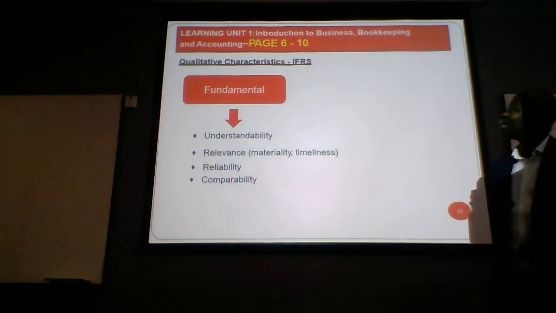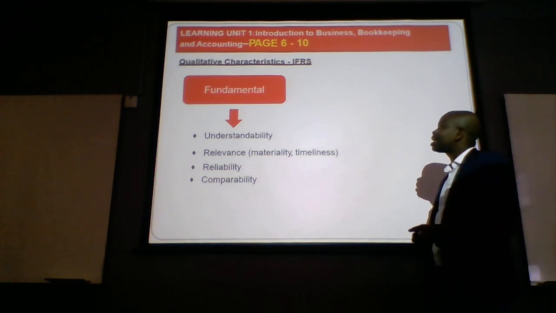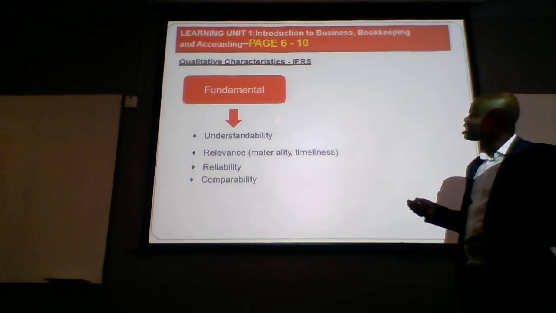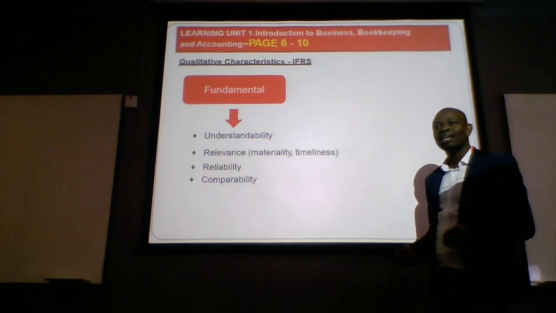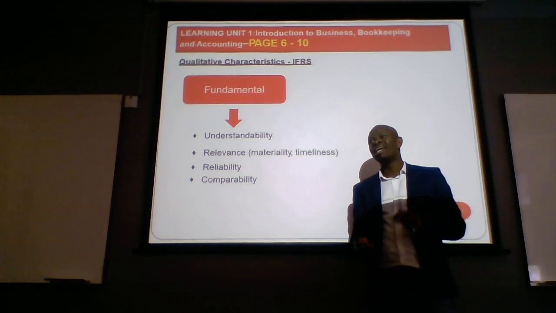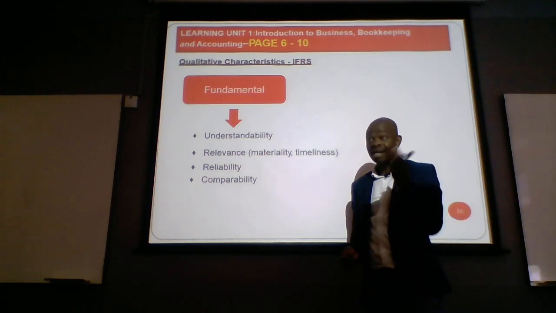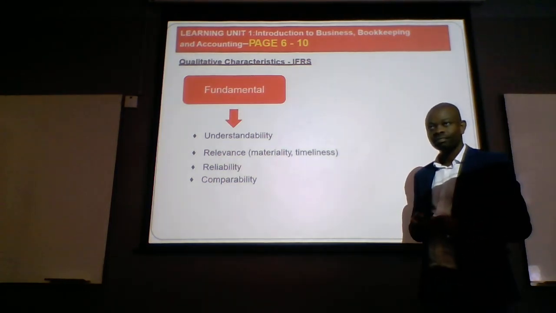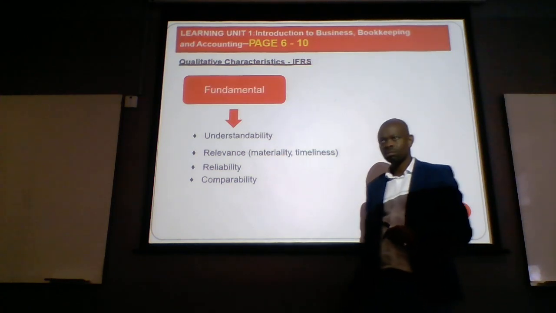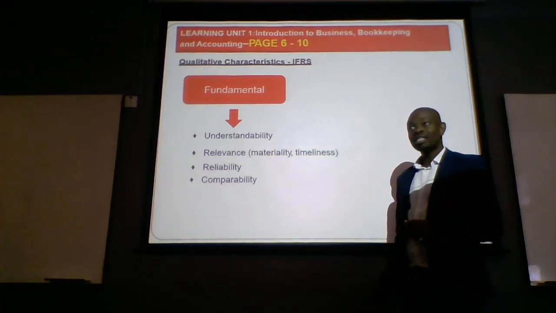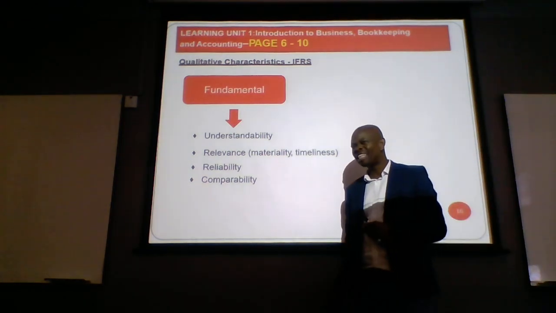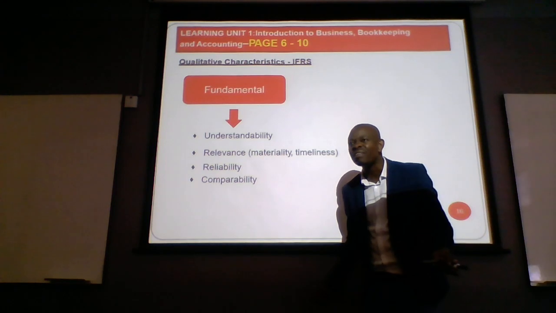Now, there are things called the qualitative characteristics according to the IFRS. We need to have these fundamental principles for us to be able to understand accounting better. And the usefulness of accounting is based on this. The accounting must be understandable. Because sometimes you compile books, you give those books to people who cannot even understand. What's the use of doing that?